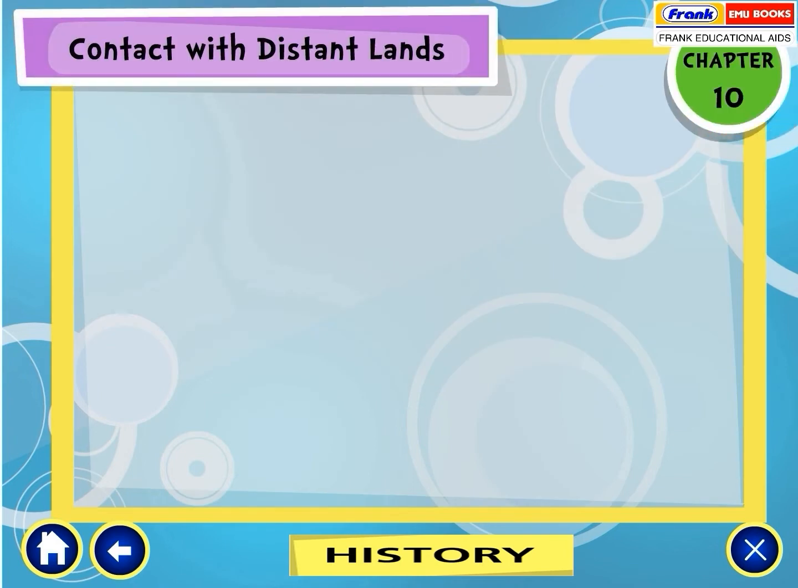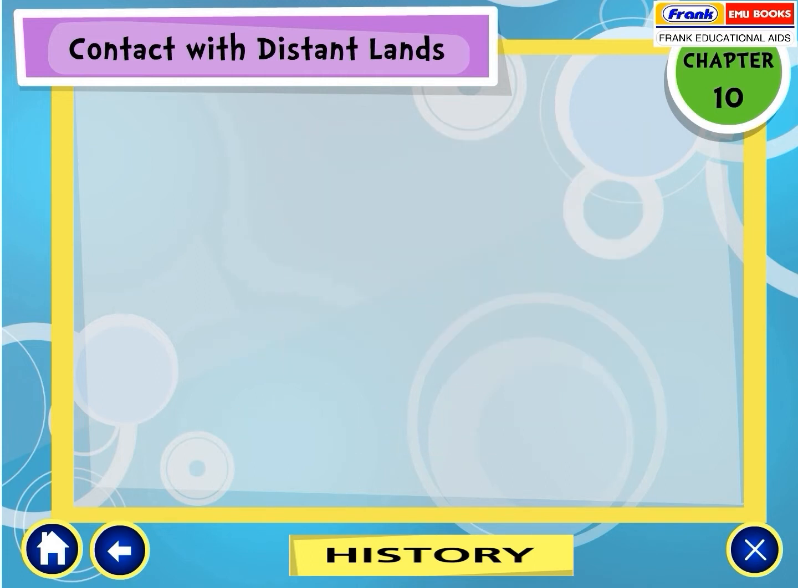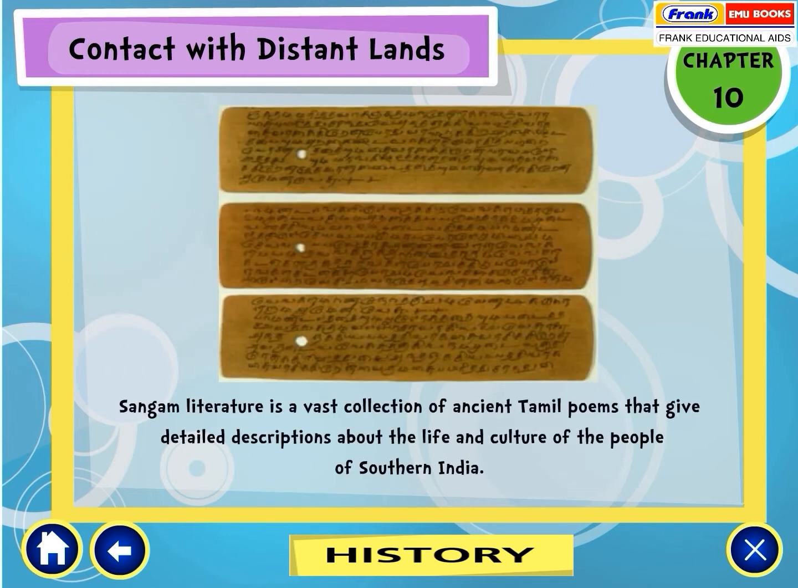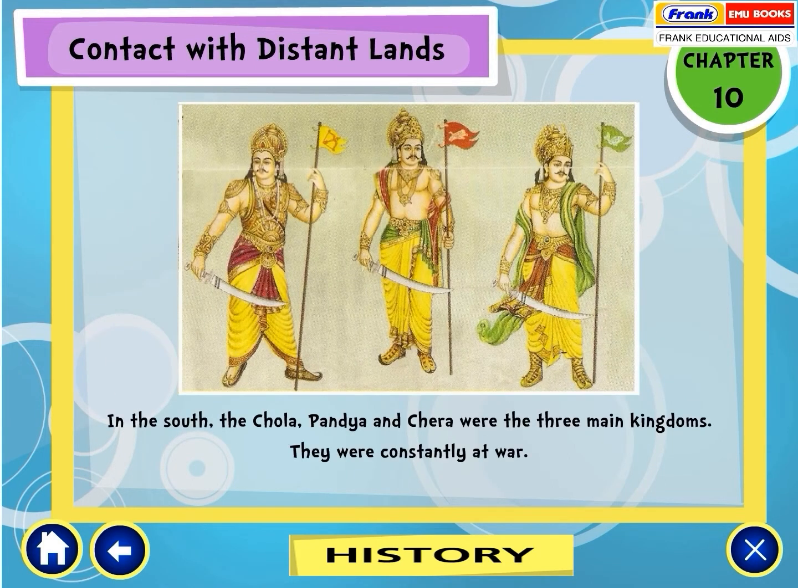Contacts with distant lands. After the fall of the Mauryan Empire, a number of small kingdoms cropped up in different parts of the country. Sangam literature is a vast collection of ancient Tamil poems that give detailed descriptions about the life and culture of the people of southern India. In the south, the Chola, Pandya and Chera were the 3 main kingdoms. They were constantly at war.